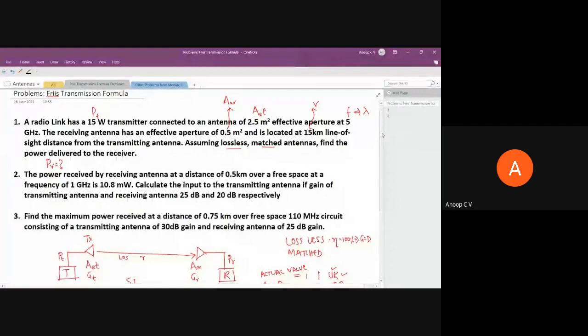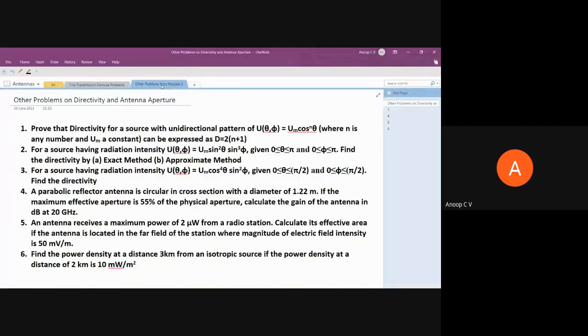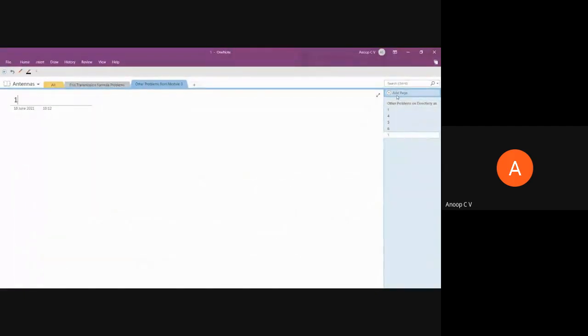Why I'm not solving this is that these are straightforward. You can always watch this and understand. But the other problems, I may have to solve one or two or three of them. Again, the solutions are available online, but I think I should solve at least one problem. So we'll try to take up this particular problem.